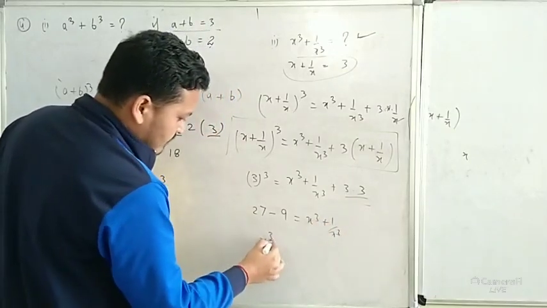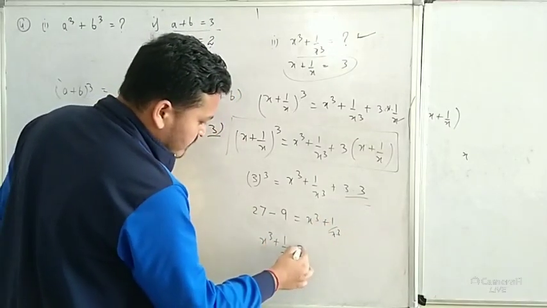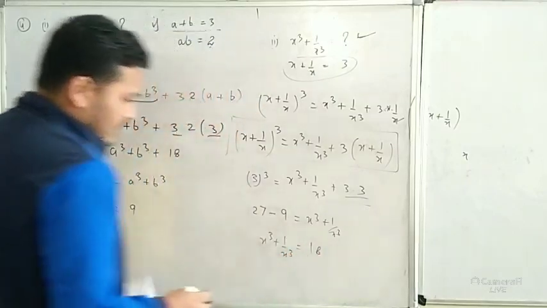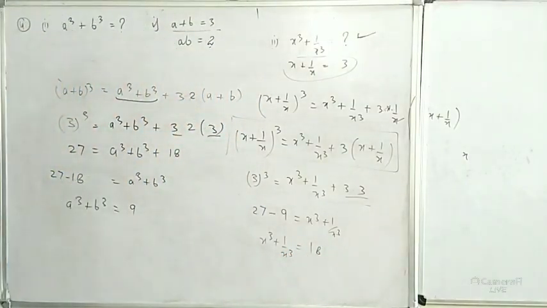So finally x cube plus 1 by x cube is equal to 18. The answer is 18. So this is the solution of this question. Okay, now the remaining part is x cube minus 1 by x cube, if x square plus 1 by x square is equal to 18.